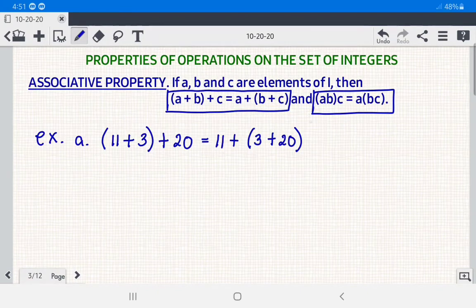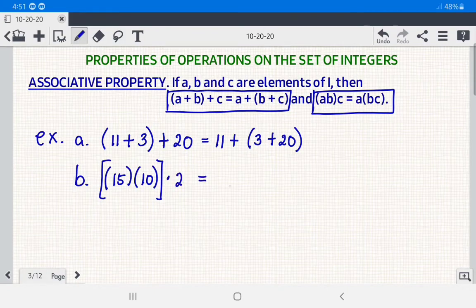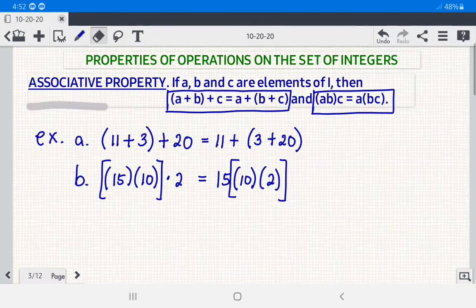Another example is that if we're going to multiply A, B, and C. Let's say we have 15 times 10 and then times 2. So we will just enclose this in a bracket and then times 2. Then equals to, again, you're going to multiply all. We have 15 times 10 and then times 2. Only that, you're going to write here the bracket. So this is how we illustrate the associative property.